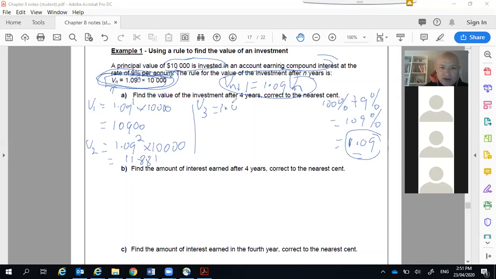It's just going to be 1.09 to the power of 3 times 10,000. So I'm just going to work that one out. As I've told you, to the power of 3 times 10,000, I get for V of 3, $12,950.29. And now I'm going to do V of 4. So 1.09 to the power of 4 times 10,000. I'll write the answer there. And that equals, hopefully I've done all my calculations correct, $14,115.82 when I round it to the nearest cent.